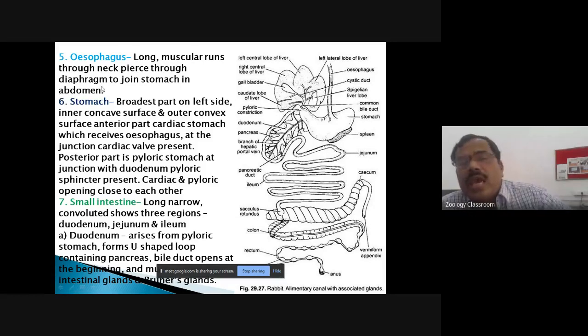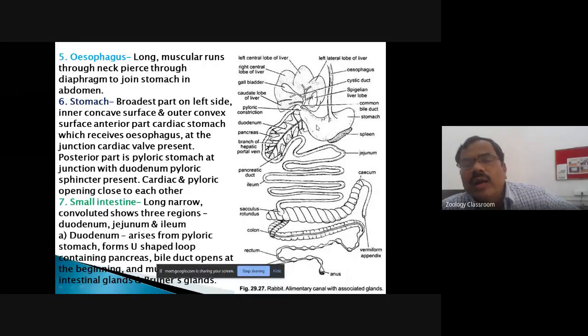So the thoracic cage gets separated from the abdominal cage, and in the thoracic cage the vital organs like the lungs and heart are present, protected with the help of the ribs. While in the abdominal cavity, the remaining viscera are there. So the esophagus pierces through the diaphragm, and it joins with the stomach in the abdominal cavity.